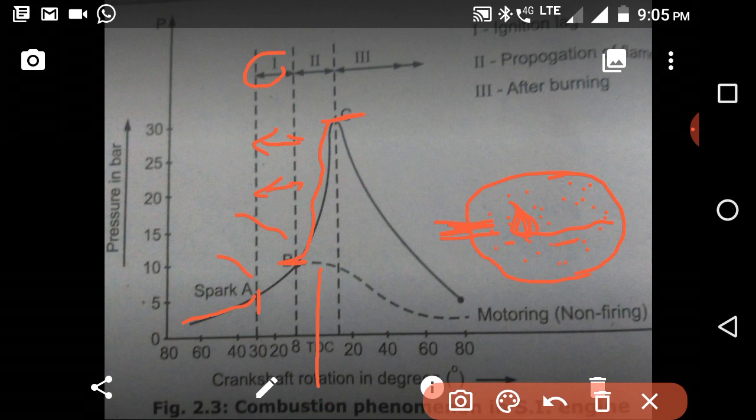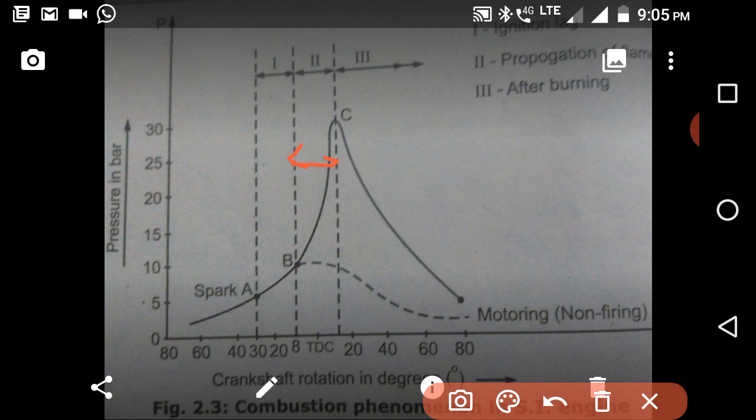So in this phase, the flame is propagating throughout the combustion chamber, and due to that heating and burning of fuel will occur, and there will be a sudden rise in temperature and pressure. Therefore, if you are seeing, this is the stage BC. Stage BC is called the propagation of flame or combustion period, which occurs at constant velocity with sudden rise in pressure and temperature.